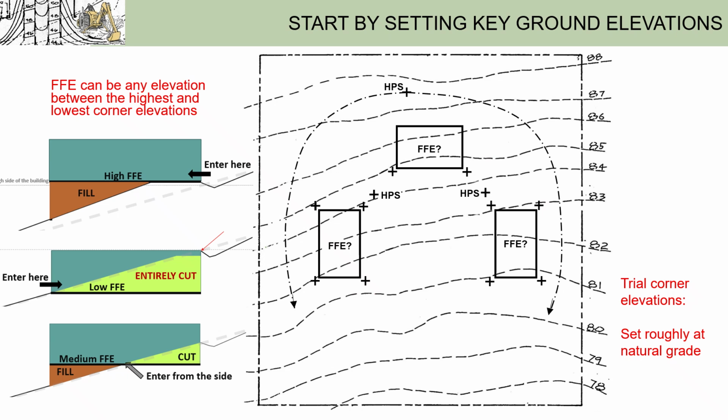So for instance, it looks like this corner is in the middle of the 84 and 85 contours. So let's set that at 84.5. And this one, not exactly on the 81 contour, but close enough. Let's just set it as 81.